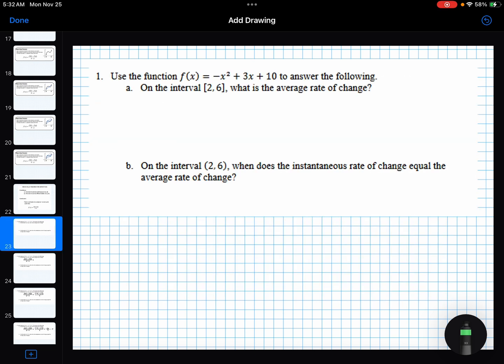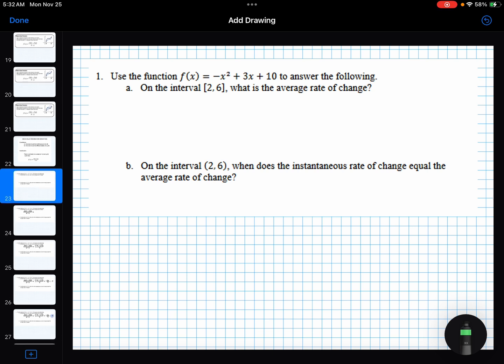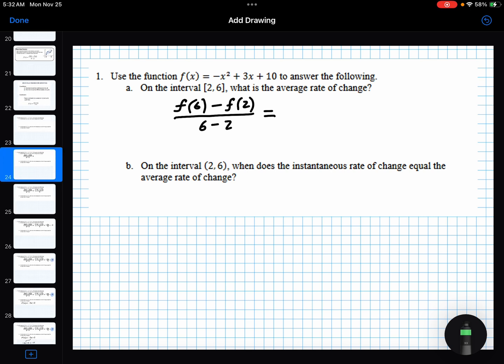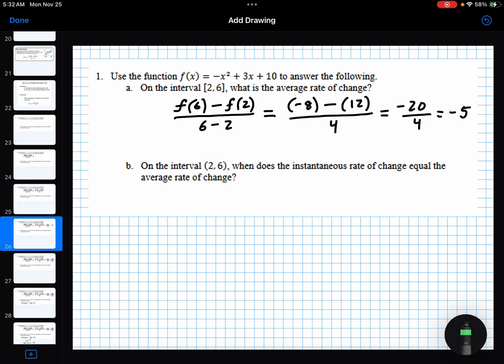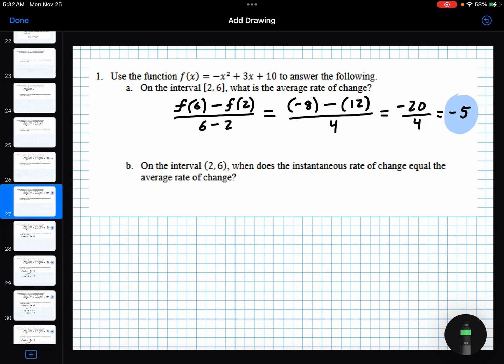Here we go. Using this function, f of x equals negative x squared plus 3x plus 10, on the interval from 2 to 6, the closed interval, square brackets, what is the average rate of change? So they're kind of setting up a mean value theorem question without saying it yet. All right, average rate of change is the slope of the secant, so we would need f of 6 minus f of 2 over 6 minus 2. And if you actually substitute 6 and 2 into the function rule, you get those values, and then you just simplify this fraction, and we wind up with an average rate of change of negative 5.